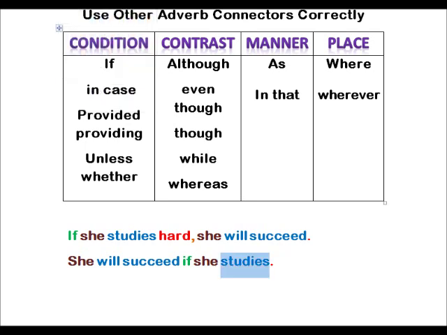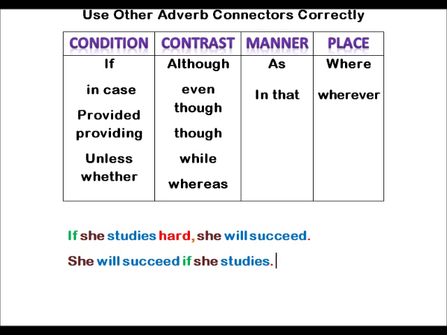Fantastic. Now look at this. So we've got she, subject, will succeed, verb, and then we've got if, which is a connector, then she, subject, and then studies as a verb. Now we don't have a comma here because we don't need a comma, because the connector is in the middle. Both sentences are correct, and they express the same meaning. No difference here whatsoever. These two formulas are correct.